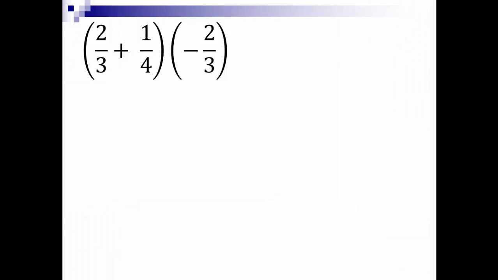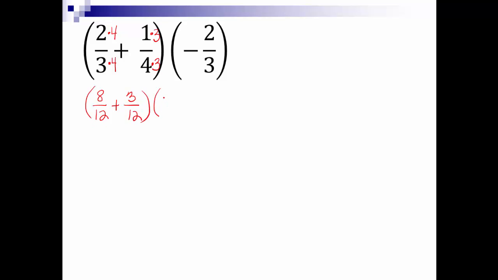Let's take a look at one from class today. 2/3 plus 1/4 times negative 2/3. Again, we'll work within parentheses first. So within this first set of parentheses, I need to add these 2 fractions. I'm going to find a common denominator. My common denominator would be 12. So I'm going to multiply the denominator and the numerator of my first fraction by 4, and the denominator and the numerator of my second fraction by 3. That's how I'll come up with my common denominator of 12. 2 times 4 is 8/12, plus 1 times 3 is 3/12.